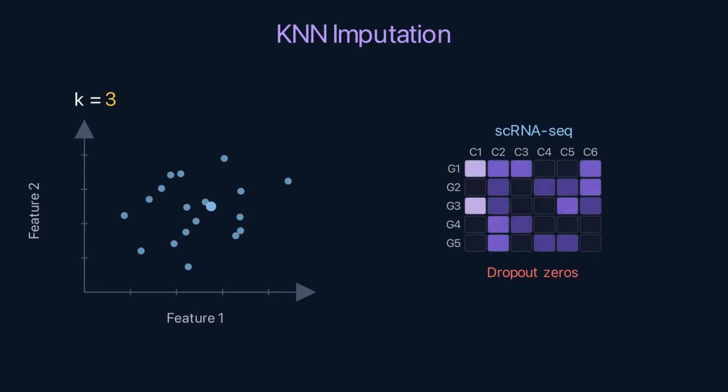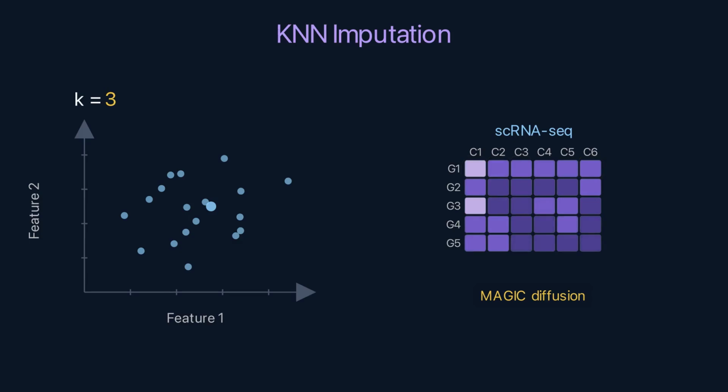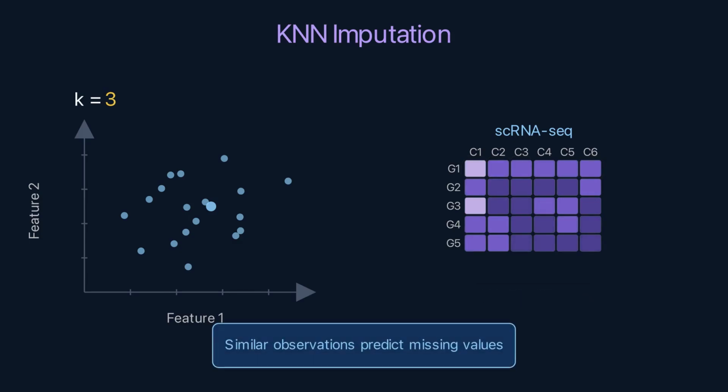In single-cell RNA-seq, MAGIC uses a diffusion-based approach. Construct a KNN graph of cells, then smooth gene expression across neighbors. Cells with dropout zeros borrow expression values from similar cells where the gene was detected.